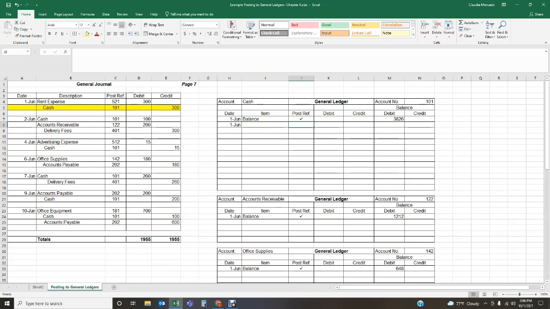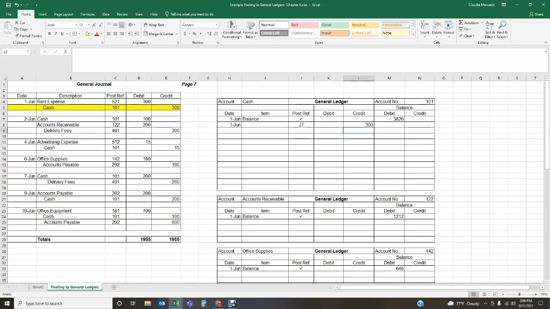For your post reference, you're going to enter J7. J stands for journal, and 7 is the page number. So you're always going to enter the page number. That way, if I need to go back and look at this transaction, I know I need to go to journal 7. Now, in this case, cash has a credit. We're crediting cash. So when we credit cash, what does that mean? That means that we paid cash to someone. So I have a credit.